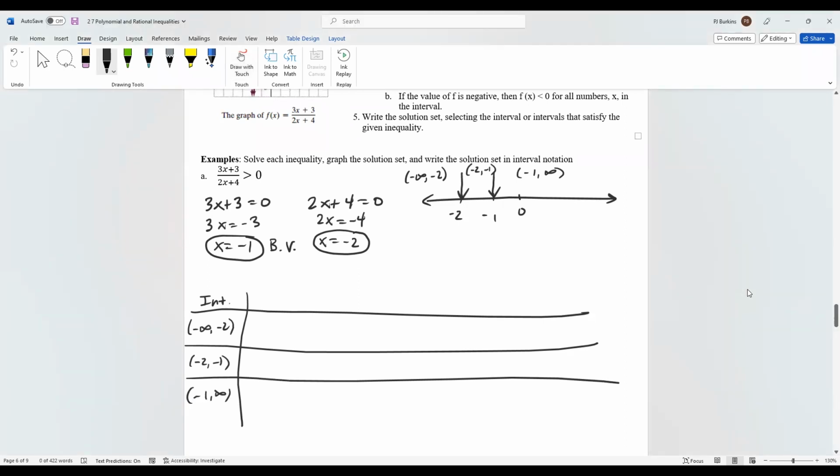So we have our interval, then we need our test point, which is just a number within the interval. On the left, I'm going to use -3. Between -2 and -1, I think I'll use maybe negative, let's do maybe -3/2. And then for -1 to infinity, let's just use 0. All right. Then we have our inequality.